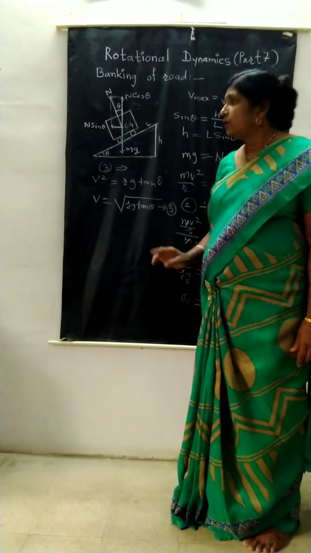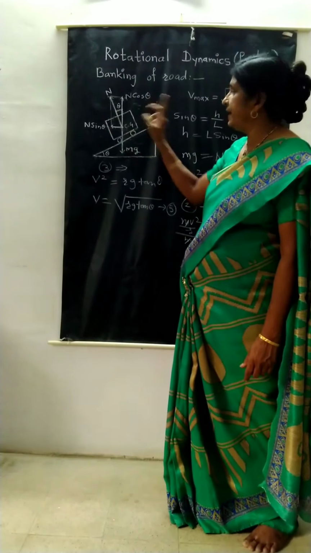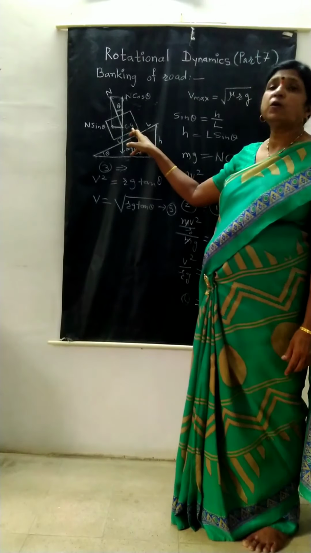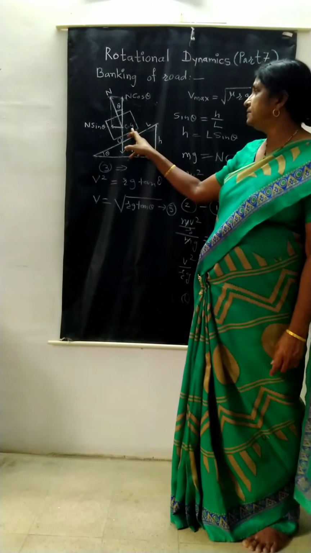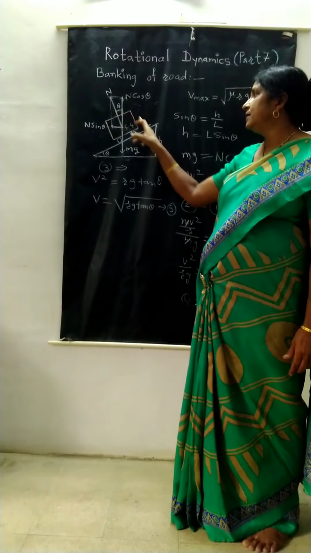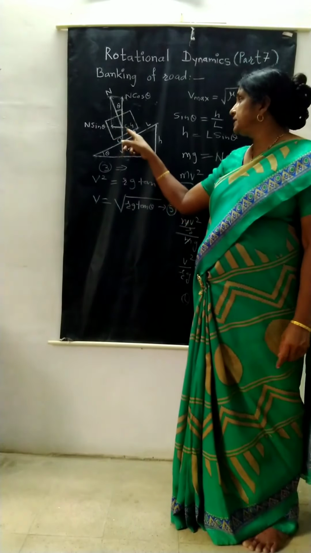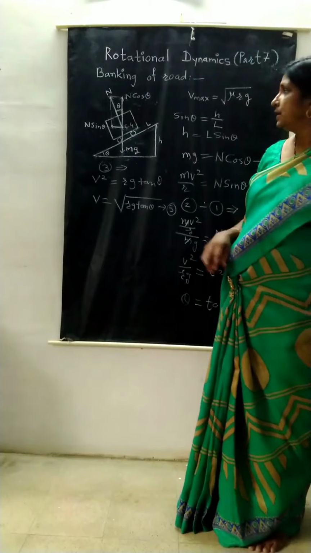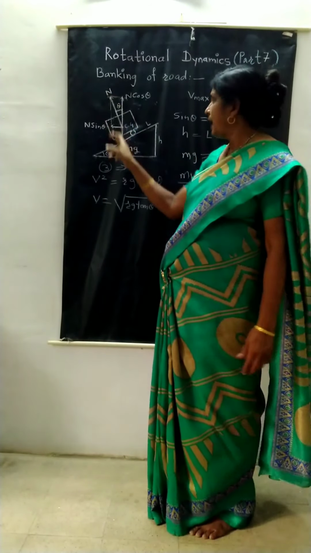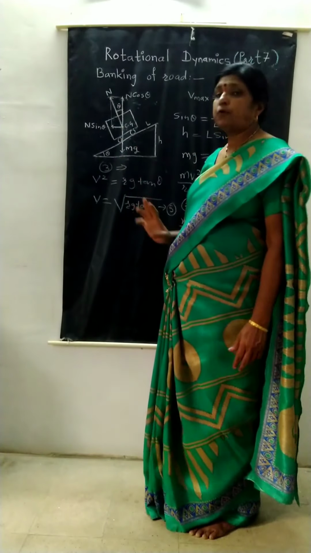Here, we are going to consider the vehicle as a point mass. This is the center of gravity or center of mass of the vehicle, and we are going to consider that the complete vehicle is replaced by this single point. Hence, I have shown the normal reaction N from this point and also the weight mg from the same point.